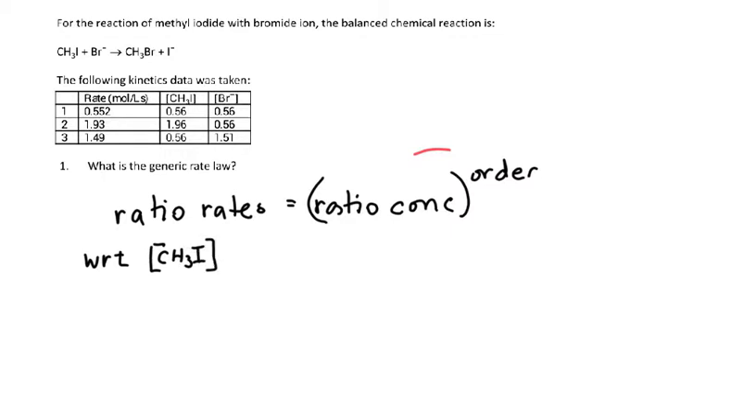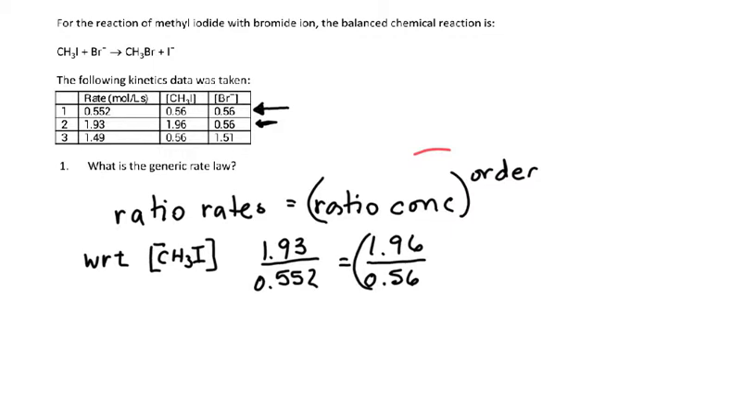Looking at the rate data, we're going to use experiment 1 and experiment 2 because in those experiments the bromide ion is constant concentration. So that means any change in the rate is due exclusively to the methyl iodide. So, with regard to the methyl iodide, the ratio of the rates, 1.93 divided by 0.552, is equal to the ratio of the concentration, 1.96 over 0.56, raised to the order.